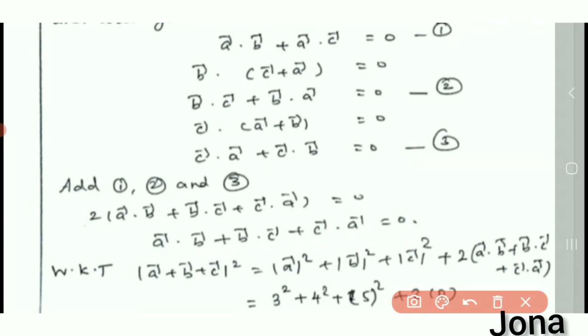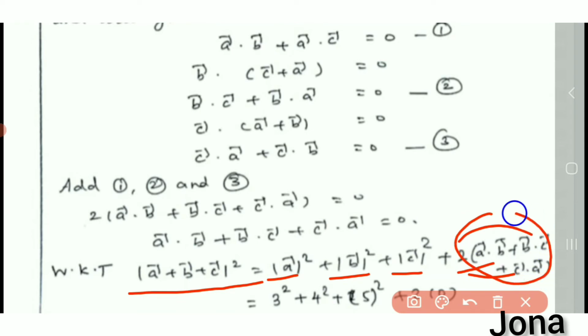And then we want to find the value of modulus of A vector plus B vector plus C vector, isn't it? So I want to take the formula here: modulus of A plus B plus C, squared, equals A square plus B square plus C square plus 2AB plus 2BC plus 2CA. Then substitute all the values. This value is 0, already we found here. So we can put 2 into 0 here.